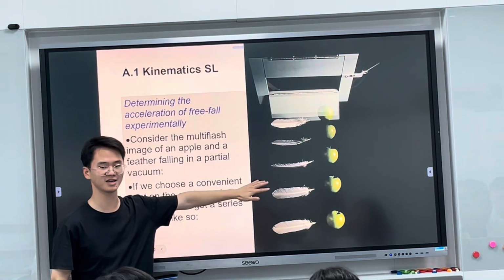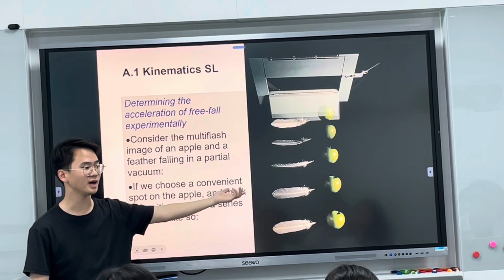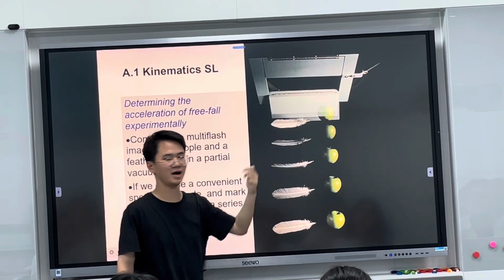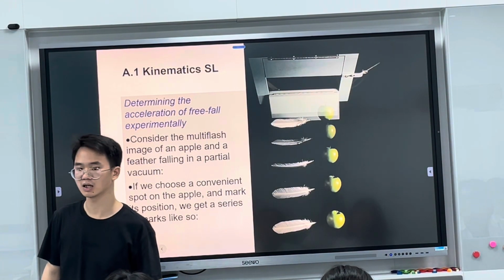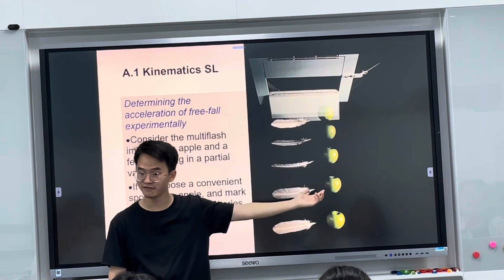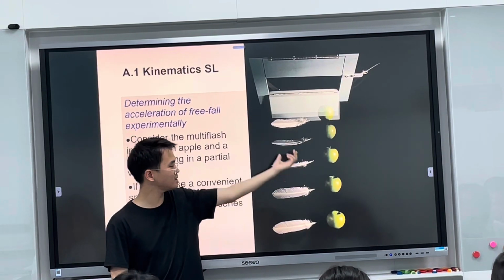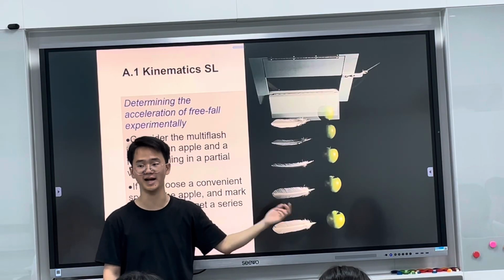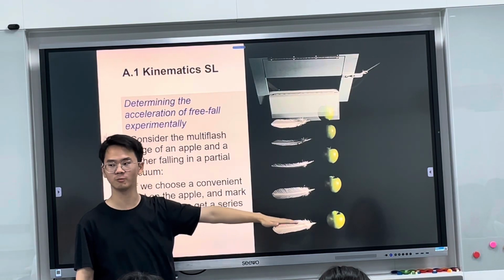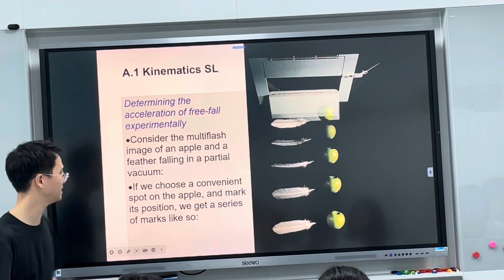If this is a vacuum, which means there's no air molecules inside it, then there's no air resistance. The only force acting on the apple and the feather is just gravity, which means their motion is under free fall. And you will see that they're falling at the same rate, which means they're going to accelerate at the same rate, or their velocity is going to change at the same rate. So the acceleration is the same.